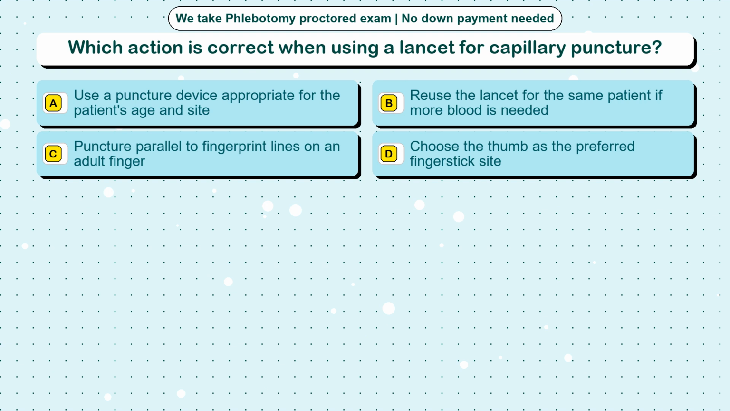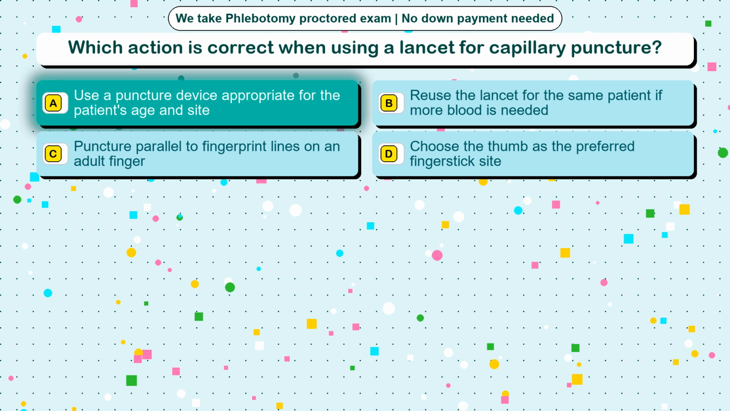Question 72. Which action is correct when using a lancet for capillary puncture? Option A. Use a puncture device appropriate for the patient's age and site. Option B. Reuse the lancet for the same patient if more blood is needed. Option C. Puncture parallel to fingerprint lines on an adult finger. Option D. Choose the thumb as the preferred finger stick site.